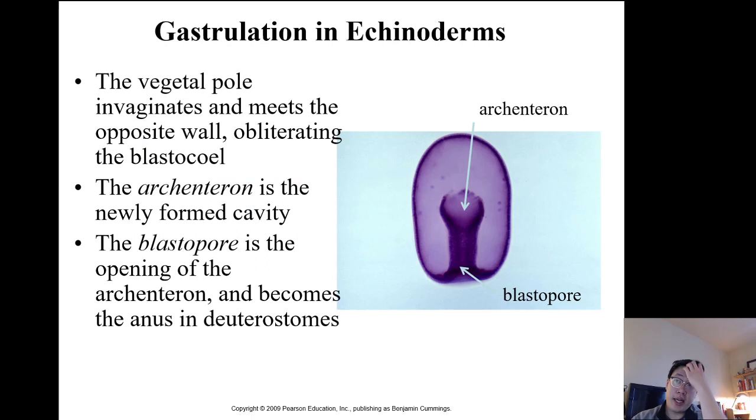Okay, so right here, gastrulation in the echinoderms, the vegetal pole invaginates and meets the opposing wall, obliterating the blastocoel. That just means that it's going to go inward and create that digestive tract. It's the newly formed cavity. The archenteron is the cavity itself that's being formed right here. So that's essentially the airspace in the esophageal area. And the blastopore is the opening of the archenteron that becomes the butt or the anus of the new organism.